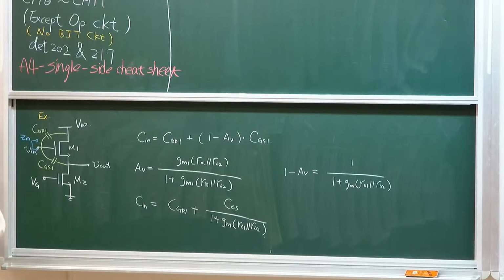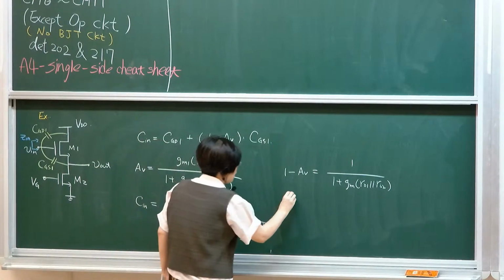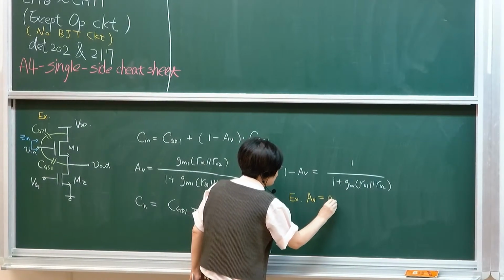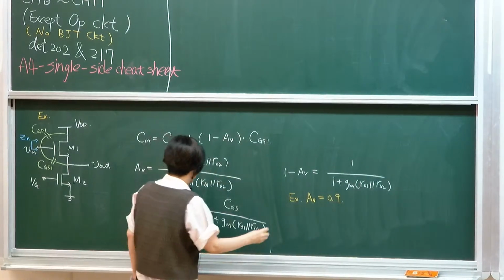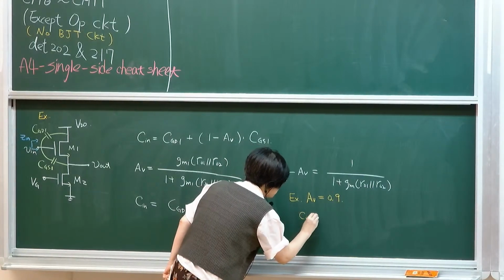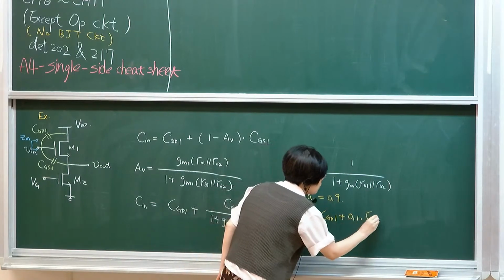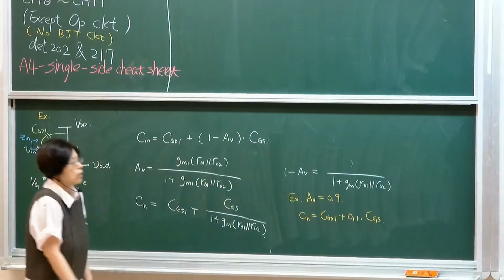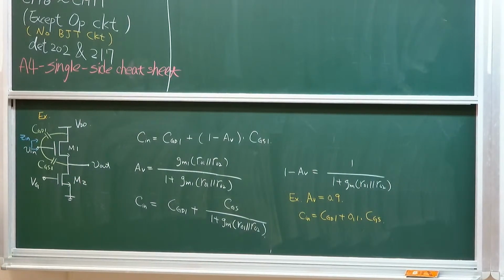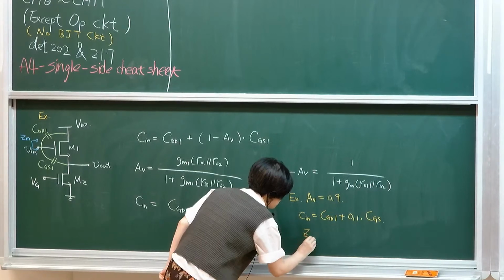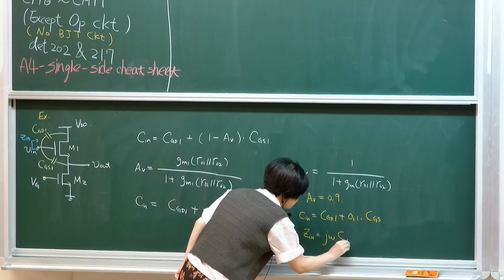Okay? So for example, if my source follower voltage gain is 0.9, this simply means that my input capacitance will be CGD1 plus only 0.1 of CGS. So instead of amplification, the Miller effect can also attenuate and help you with reducing your input capacitance, meaning that your input impedance will simply be 1 over j omega C1.